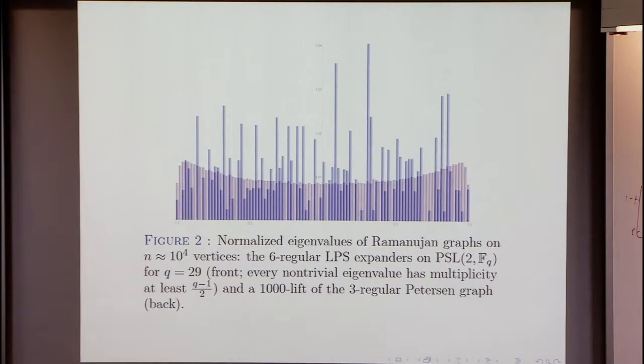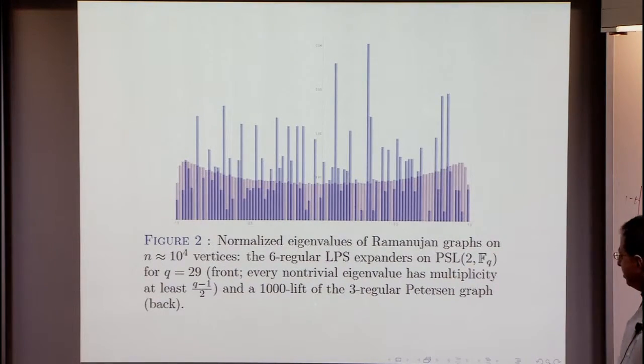So when you take the standard 3-regular Petersen graph, you take a 1,000-lift of that. Some people here know what random lifts are. Otherwise, it's not crucial for me right now. And that's another Ramanujan graph. And the point is to show that the spectral measures of these graphs could vary quite a bit.